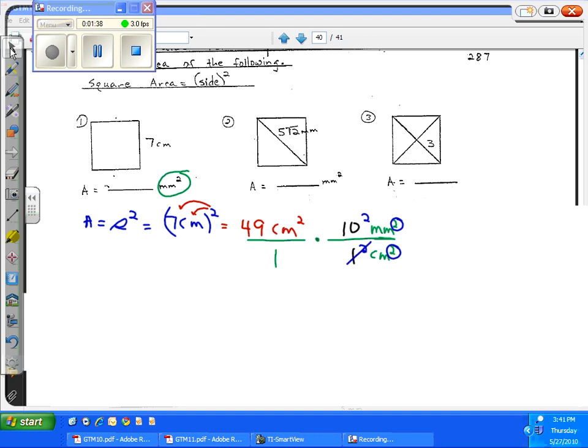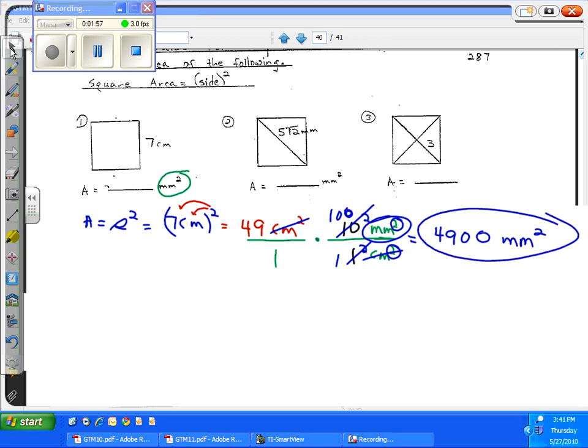So we square the conversion. So it becomes a 1 to 100. So we get 100 times 49 is 4,900. We lost the name square centi and gained the name square milli, or square millimeters. Okay? Any questions on number one? Okay?